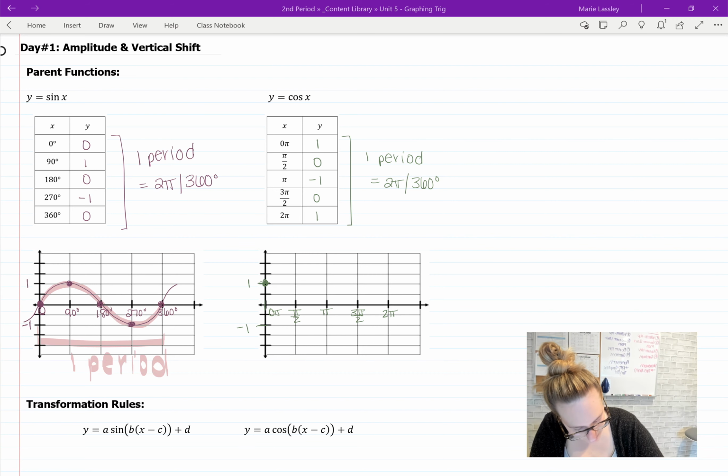Pi over 2 is 0. Pi is -1. 3 pi over 2 is 0. And 2 pi is 1. So connecting our dots, remember this is a curve, not an absolute value graph. All right, we have this nice, beautiful cosine curve. And just like sine, which I said looks kind of like a sideways S, cosine kind of looks like a sideways C, right? A little curvier than a C, but you could definitely make an argument that this is a sideways C.